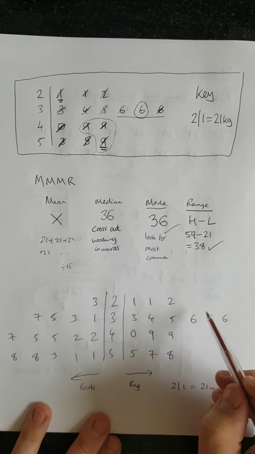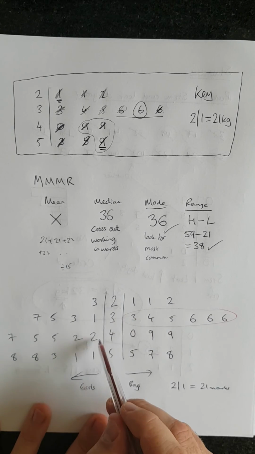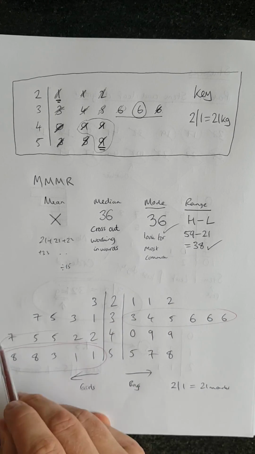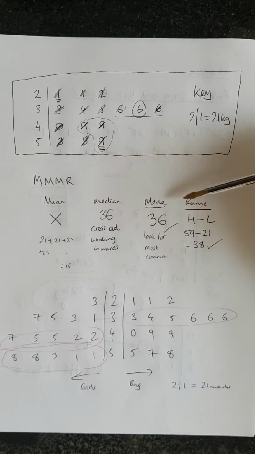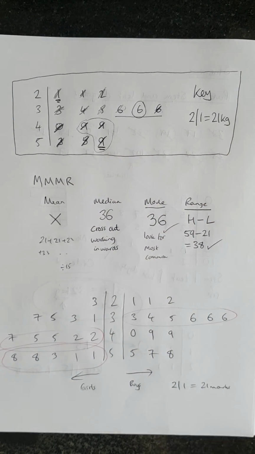So, boys tend to have a lot in the 30s, girls much higher up in the 40s and 50s. So you could say already, even before you calculate these, that the girls probably performed better. So gents, time to practice and make sure that the girls don't perform better.